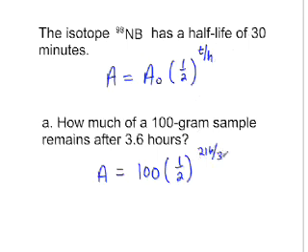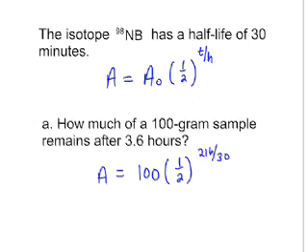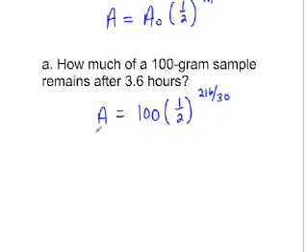H is 30 minutes. So when we evaluate this on the calculator, take 100 times 1/2 raised to this fractional exponent, you should get a decimal equivalent to 0.68 grams. So there's how much of the 100 grams is remaining after 3.6 hours.